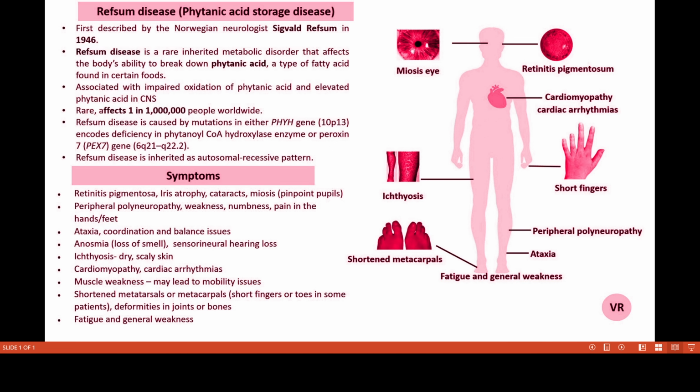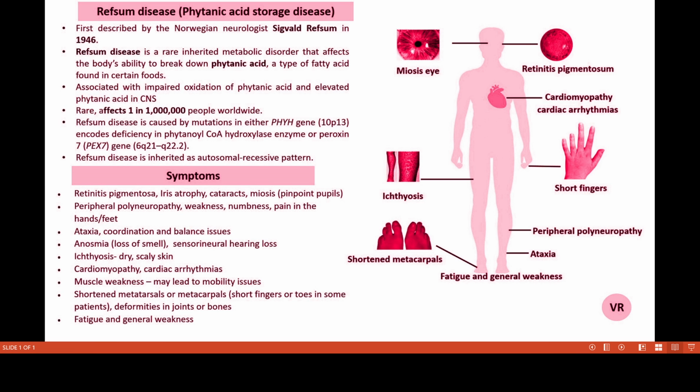Molecular genetic testing confirms the diagnosis by identifying mutations in the PHYH or PEX7 gene. In some cases, enzyme analysis in a skin biopsy can be performed to check for abnormal activity of the enzyme that is responsible for phytanic acid metabolism.